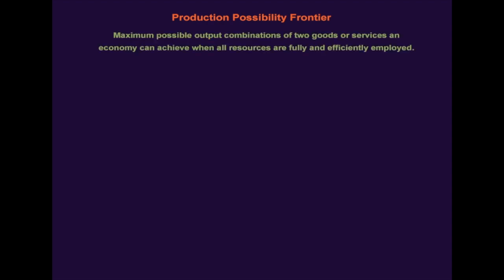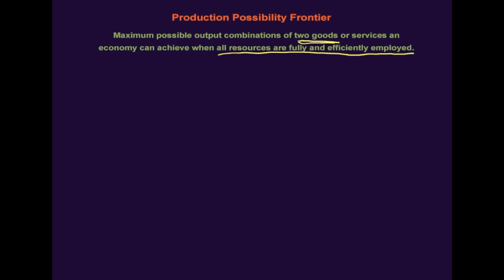In this video, we will study the production possibility frontier. The production possibility frontier shows the maximum possible output combinations of two goods or services an economy can achieve when all resources are fully and efficiently employed. The keywords here are two goods or services, and when all resources are fully and efficiently employed.